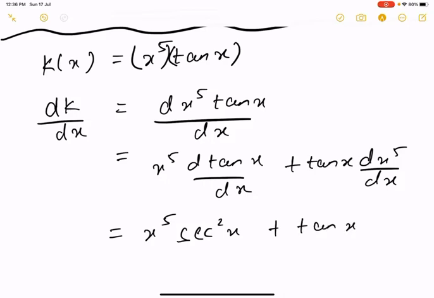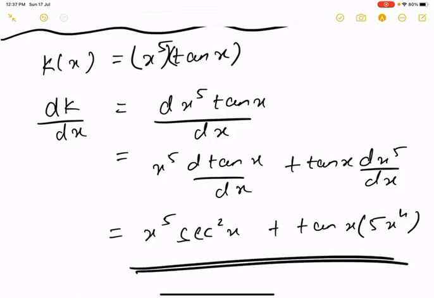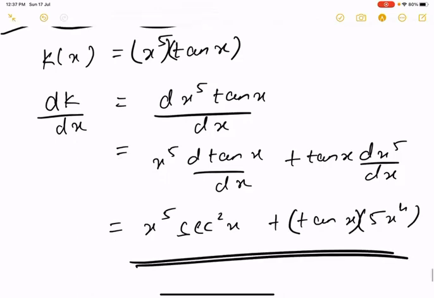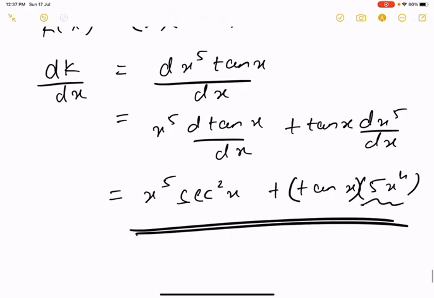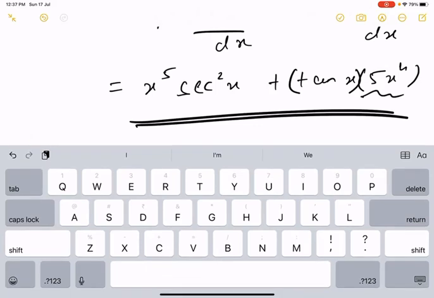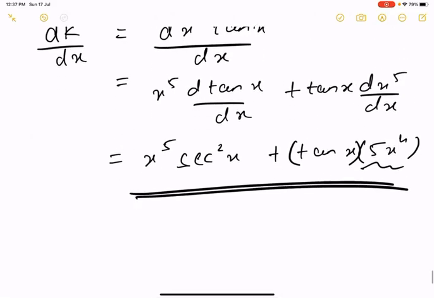Now here you will use the power rule. 5 comes down, the power becomes one less. So that is the final answer. Put the brackets properly. Here 5x raised to 4 is multiplied with tan x. It is not multiplied with this x. It is multiplied with tan x.